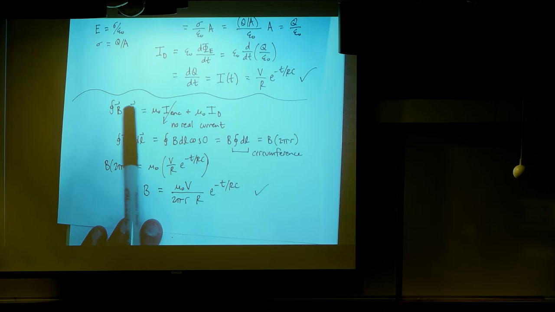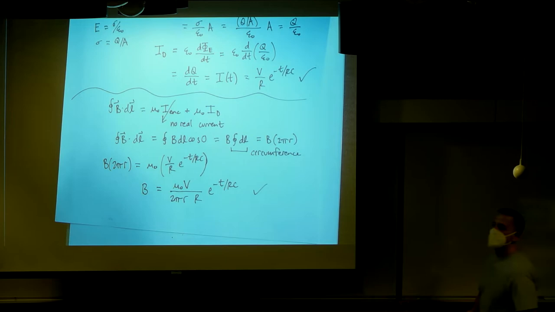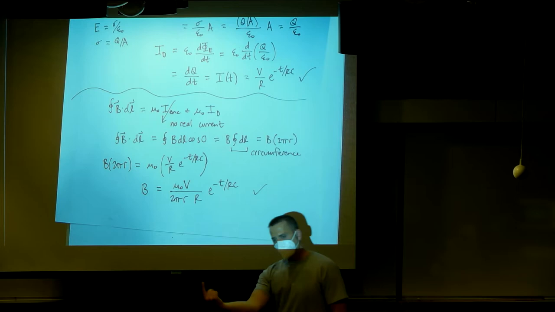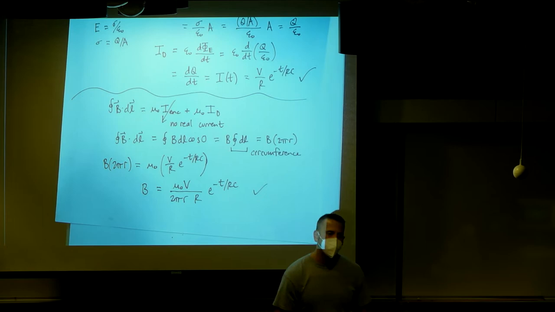Go ahead. At the beginning, before you started this part, you said that you weren't going to prove something. You weren't going to prove the B field, just how the B field lines form loops around the current. Yeah, so that's just something we can take for granted just to do this. Okay. Anything else?